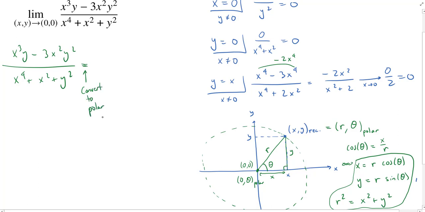When I convert to polar, x turns into r cosine theta. So I'm going to get r cubed cosine cubed theta. I'm also going to multiply it by a y, and that's going to give me an extra r. So it's actually going to be 4 r's now, right? So r to the fourth, then I'm going to have a cosine cubed, and from the y I also get a sine of theta.